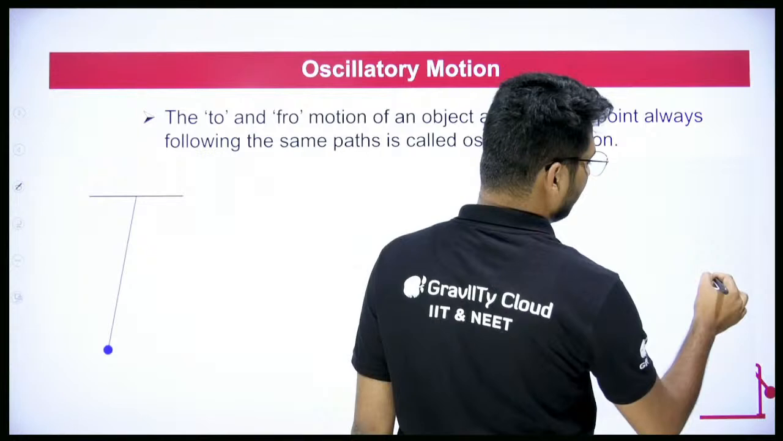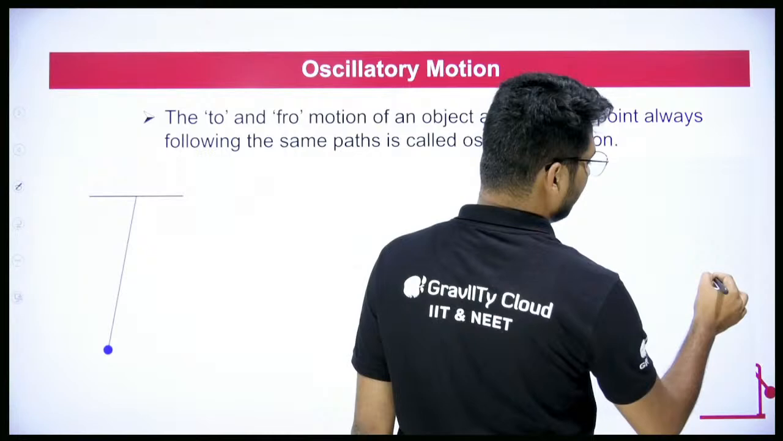Oscillatory motion is the to and fro motion of an object about a fixed point, always following the same path. Yes or no? That is called oscillatory motion. Simple. So you can give examples: a boy on a swing, a girl on a swing, anyone.